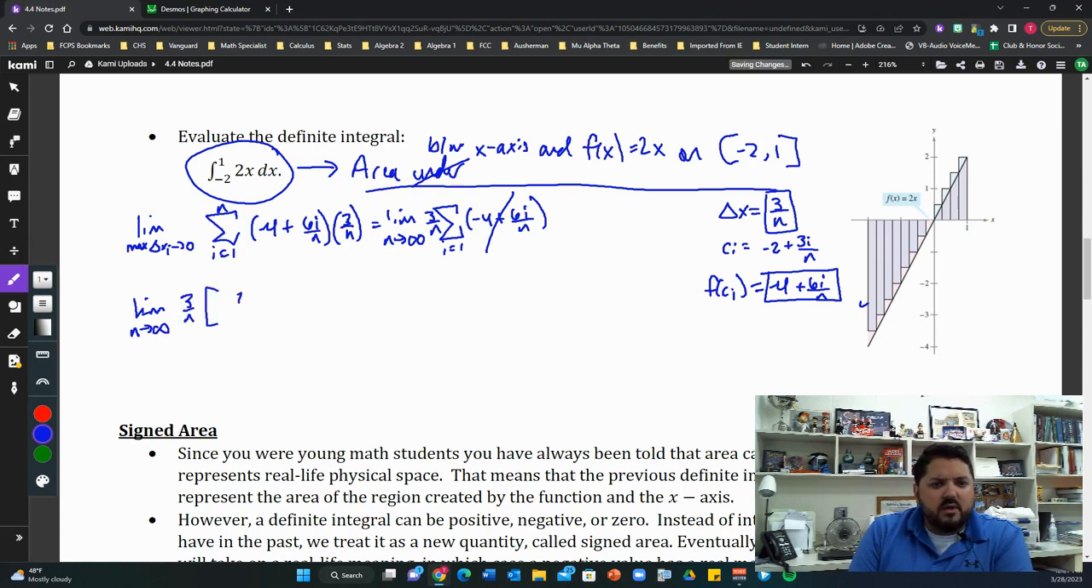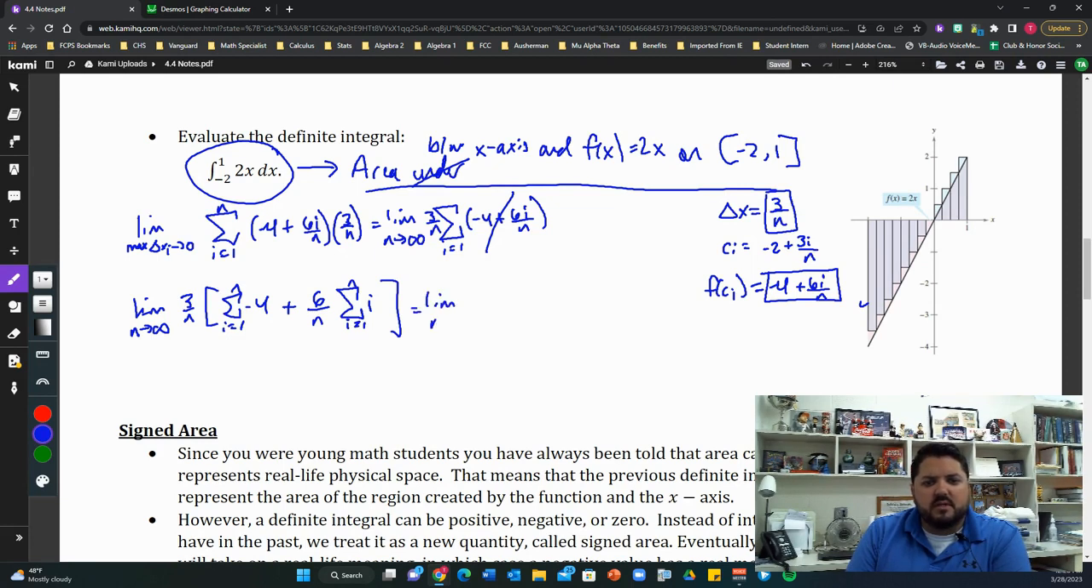First guy, sigma of -4 plus, and then for the second one, I'm going to go ahead and pull out the extra stuff, 6 over n. Again, we want it to just be the i's, and then i inside. Now we can replace with our n formulas.